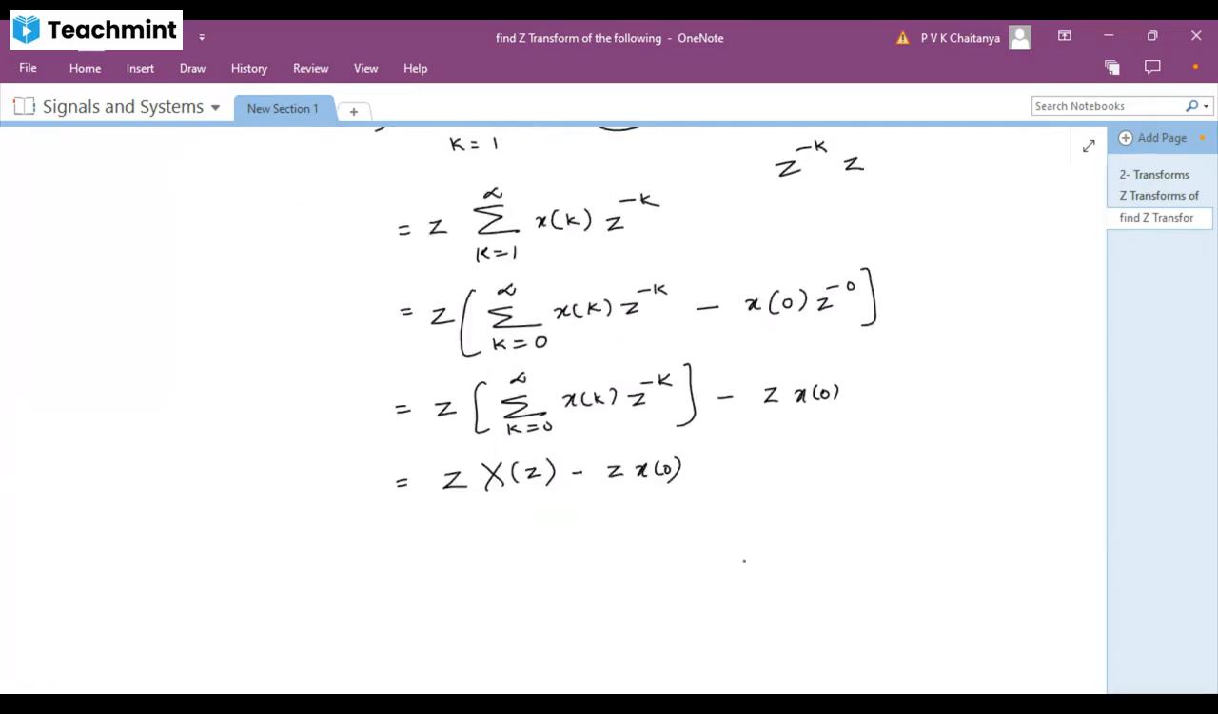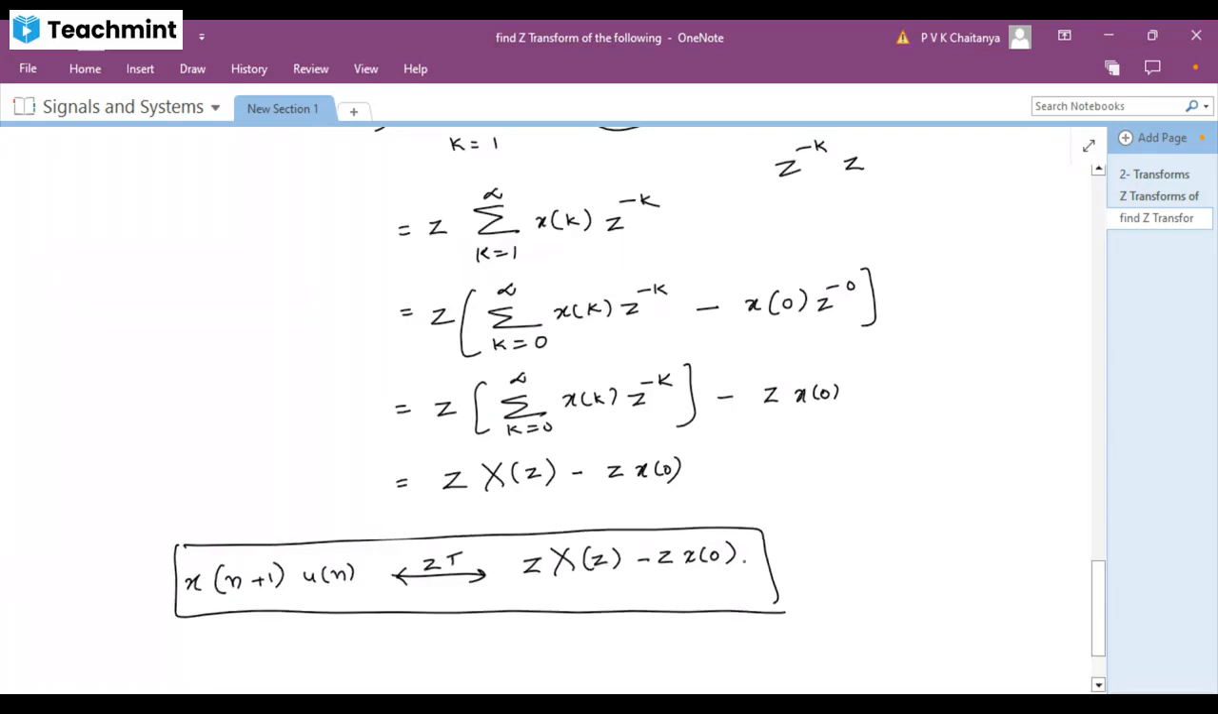So as I have previously said, x of n plus 1 into u of n, its z transform will be z into X of z minus z into small x of 0. Okay, so in the similar way, for small signals we can find out the z transform quite easily. So in the next class we will be going for properties of z transform. Okay, so thank you for this.